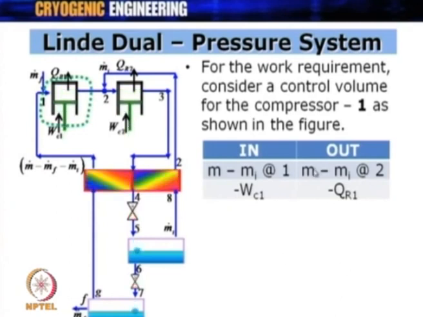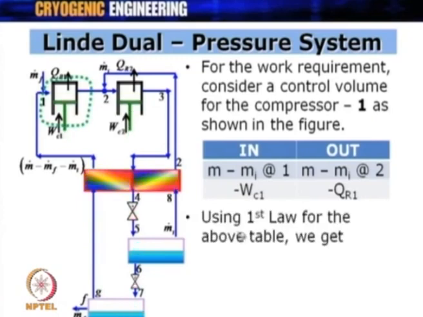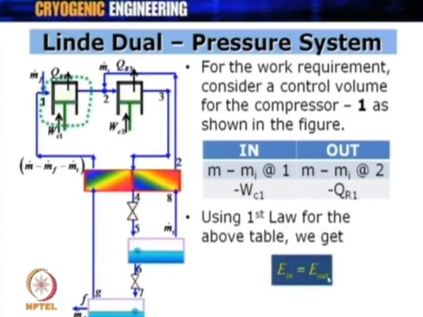What you understand from here is, for WC1, you have a mass flow rate of m dot minus m dot I, and corresponding to that is a QR value, which is minus QR1. In both cases, what is going into the system is m dot minus m dot I, and what is coming out is m dot minus m dot I at point 2. What is going in is minus WC1, and what is coming out is minus QR1. This is according to the direction and sign convention we are going to follow with WC1 and QR1, as you all know.